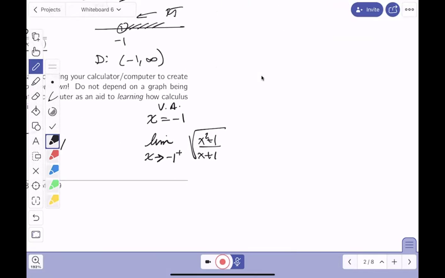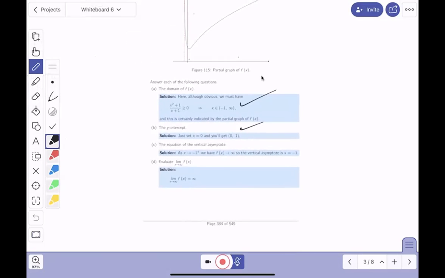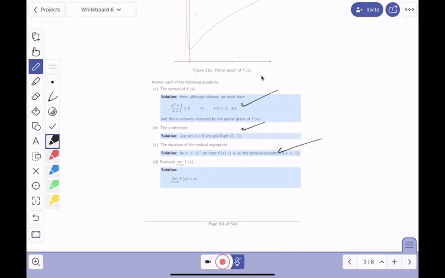And what would you get over there? I hope you can reason through this at this point. The top would become 2, and the bottom would get close to 0 from the right side of it. Yep, it's going to blow up to infinity. All right. Vertical asymptote x equals -1. Let's see how we did. And I did that. Works over there.